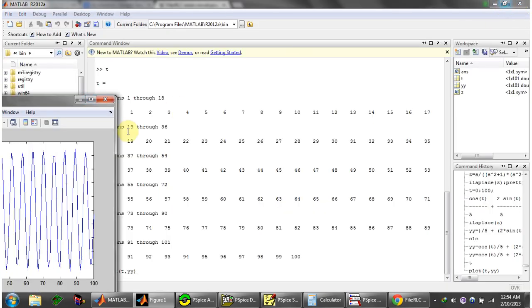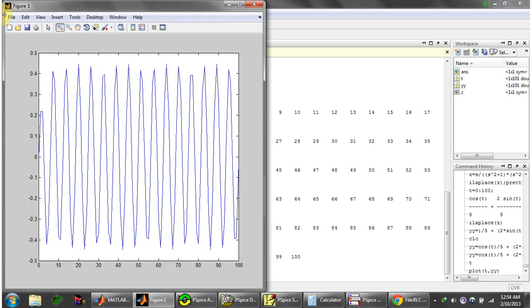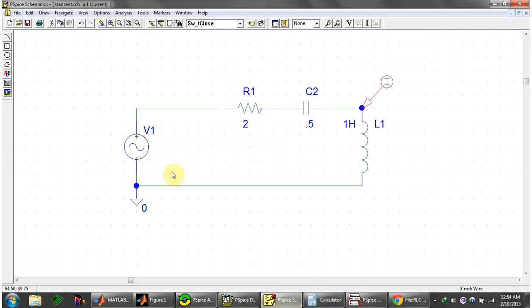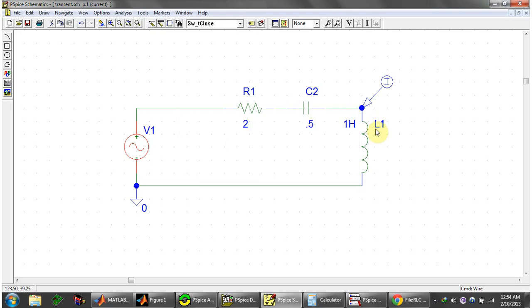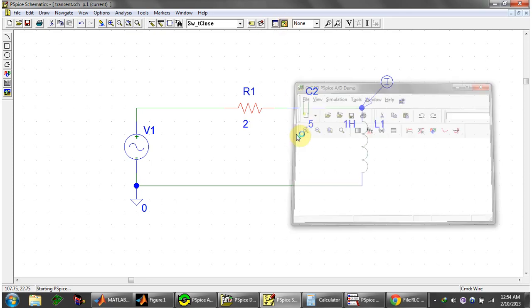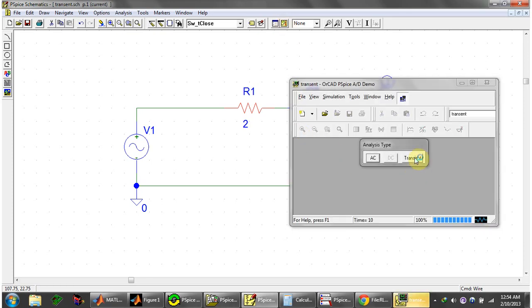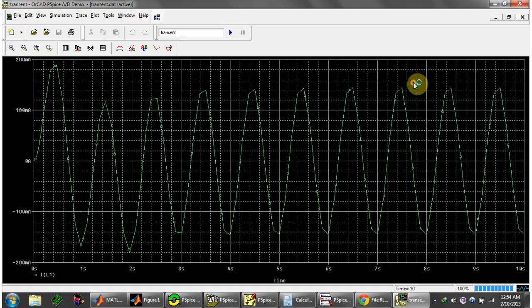Now let's try to verify this in the simulation software. Here we draw the circuit. Here is a V source. It has the properties, everything is equal to 1. The AC amplitude is equal to 1, and the frequency is also 1. Here is our inductor, its value, capacitor, and resistor. And we'll run the simulation and ask it to find the transient response with respect to time. And here is our graph.